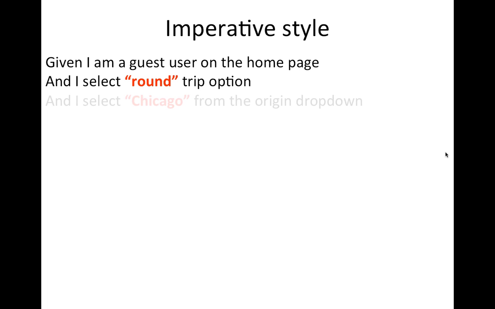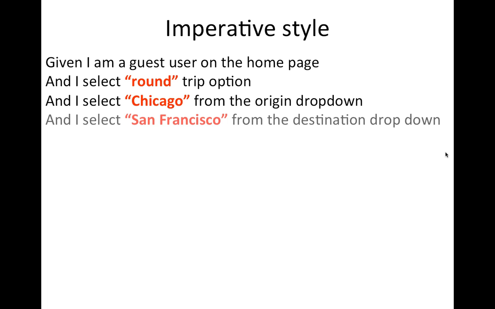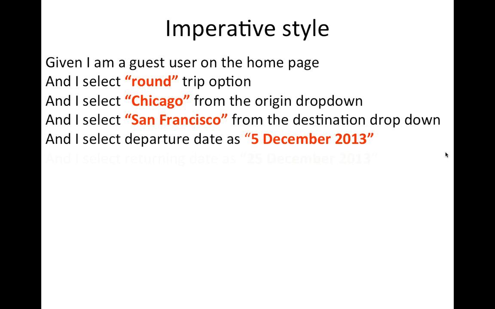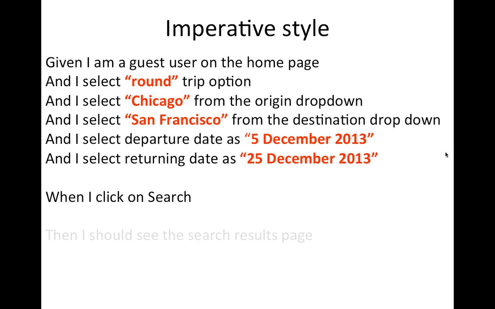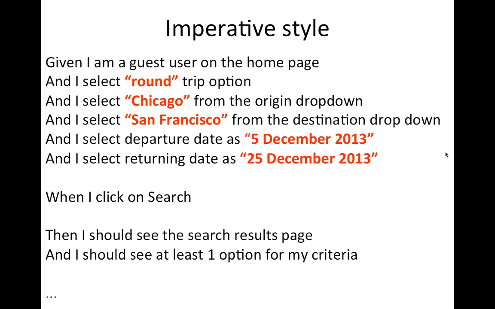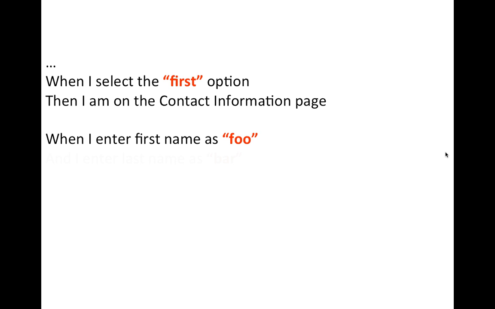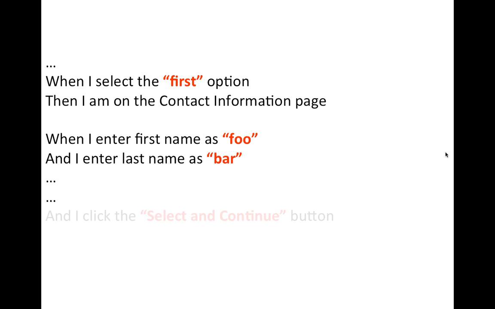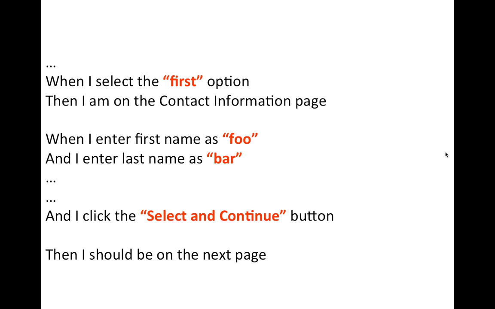So in the imperative style of writing the test, we could say: given I am a guest user on the home page, and I select round trip option, select Chicago from origin drop down, select San Francisco from destination, and keep on specifying the various different things required to enter the search criteria. After clicking on search, I see the search results page and select first option from there. And then I go to the contact information and I continue doing whatever else is required based on the functionality.